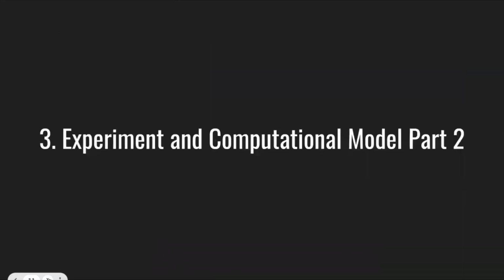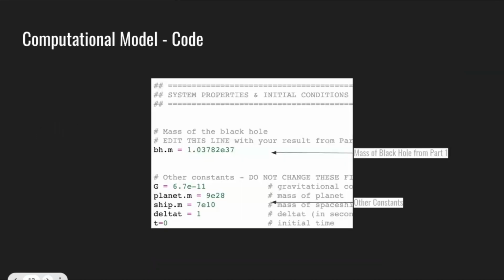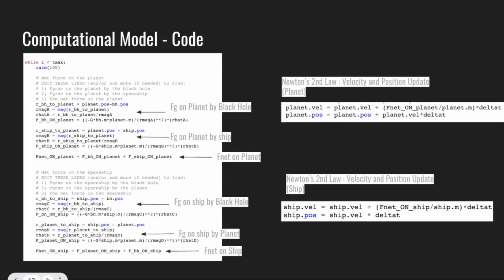If we move on to the second part of the experiment, we will calculate the trajectory so that the ship doesn't crash into the black hole. The first part of the code shows the mass of the black hole, a constant we derived from the first part of the experiment, and other constants which were already given in the code. This section of the code shows a while loop used to calculate the trajectory.